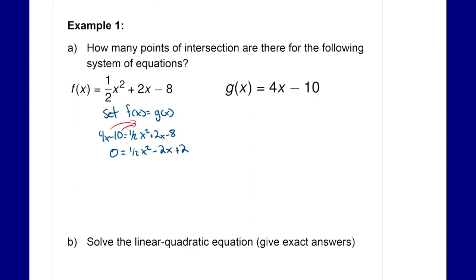Now in this case, we can see if we can common factor. We can common factor out the half in front. It leaves me with x squared minus 4x plus 4. So all I did here was common factor.